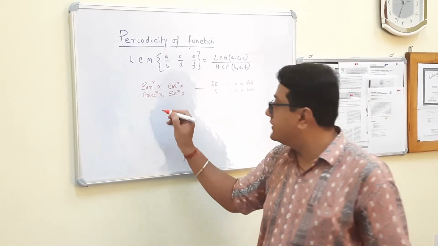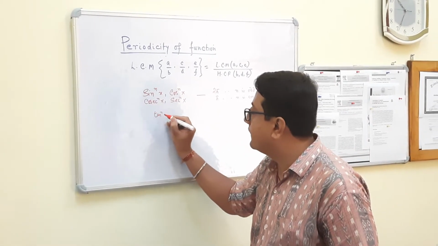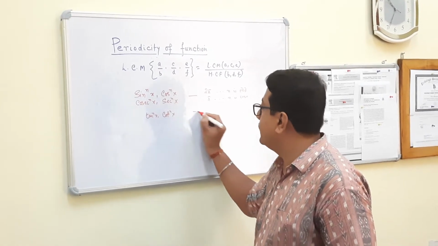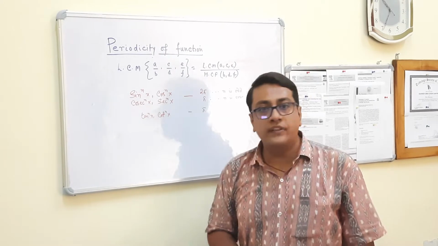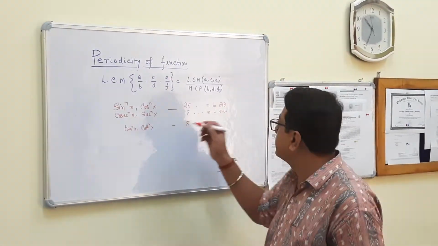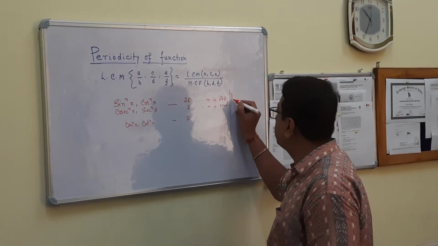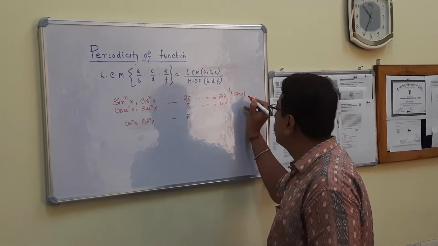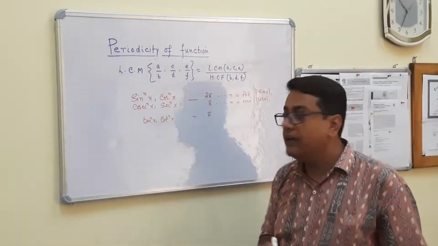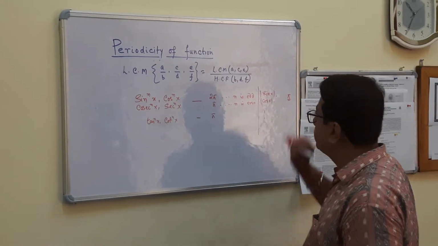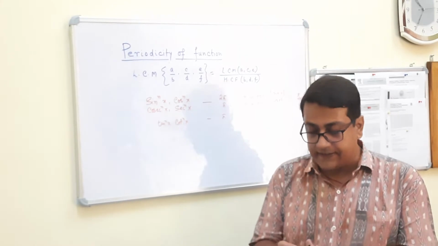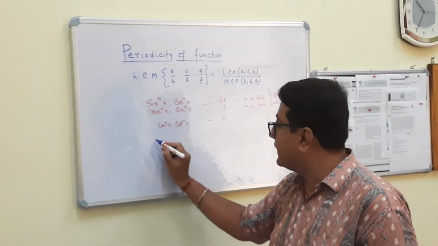For the other two, tan nx and cot nx, the period is pi. One more thing: if we have the function in modulus form, that is mod sin x, mod cos x, note that for all trigonometric functions in modulus form, the period is pi.